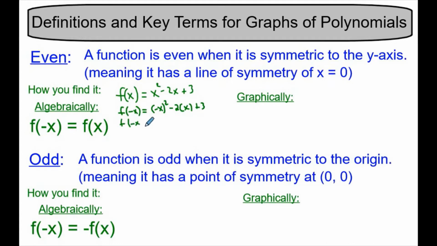So f of negative x is going to come out to x squared positive now, because a negative times a negative is a positive, minus 2x plus 3. But that negative there, because we have to plug a negative x into both, would make that a positive. So these don't match. So that's actually a neither. In order for this to be even, we would have to have a quadratic that doesn't have a middle term, because that middle term is going to cause issues with that elimination.